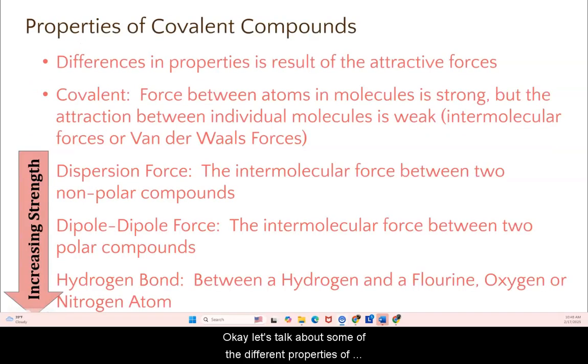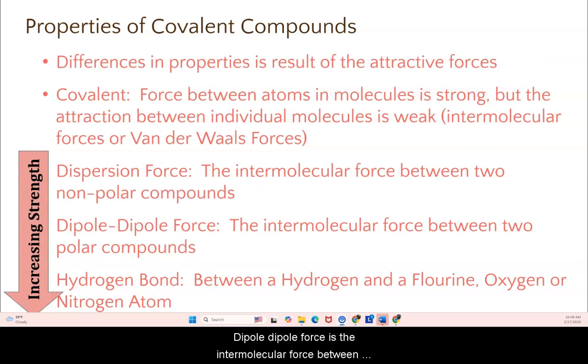Okay, let's talk about some of the different properties of covalent compounds. And the differences in these properties is a result of the different attractive forces. So a covalent bond, the force between atoms in a molecule, is strong, but the attraction between individual molecules is weak. The intermolecular forces, or these are van der Waals forces. Dispersion forces, the intermolecular force between two nonpolar compounds. And we're going to go in increasing strength here.